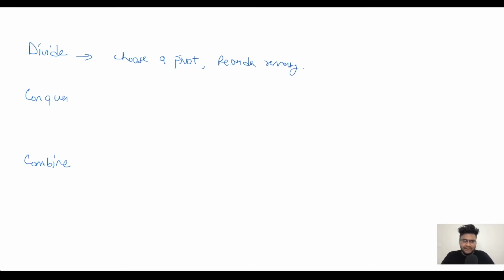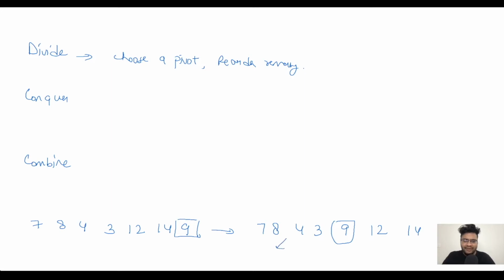How are we reordering? Let us suppose I was given an array something like this: 7, 8, 4, 3, 12, 14, and then 9. How do we reorder this? We choose this as a pivot. In general, we choose the last element as the pivot and reorder the remaining elements. All the elements which are lesser than the pivot will come to the left hand side of the pivot, and all the elements which are greater than the pivot will come to the right hand side. So this will become something like 7, 8, 4, 3, 9, and then 12, 14.